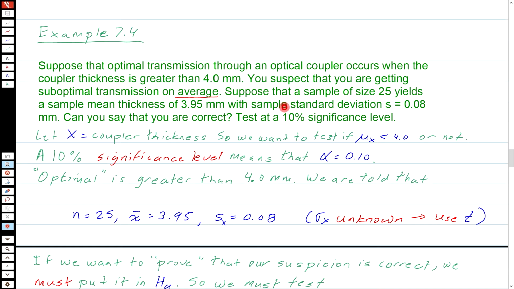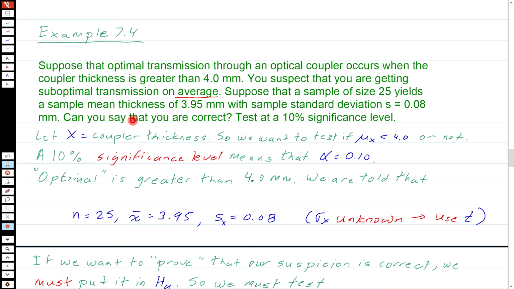A sample of size 25 yields a sample mean thickness, so this is x bar of 3.95. This is a little bit below 4, so you can be right, perhaps, in being suspicious that the transmission is suboptimal. And the sample standard deviation is 0.08. Okay, we've got a sample standard deviation here, which is not a known standard deviation. If I had left the word sample out and put just 0.08, this would mean I have known standard deviation sigma equals 0.08. But here sample means that I don't know the value. I'm talking about s. That means I'm going to be using t in this test.